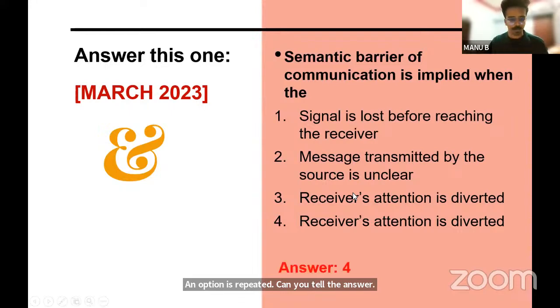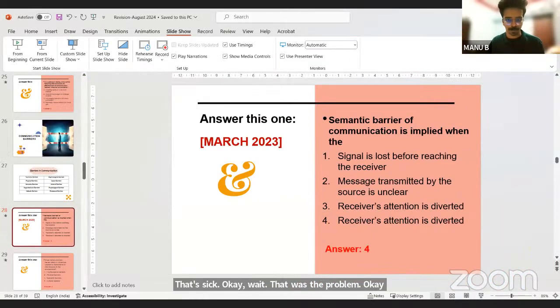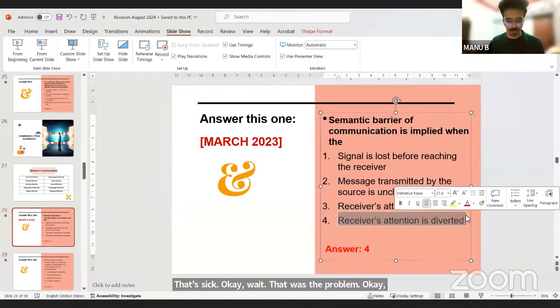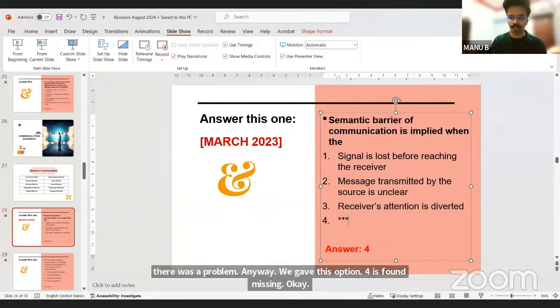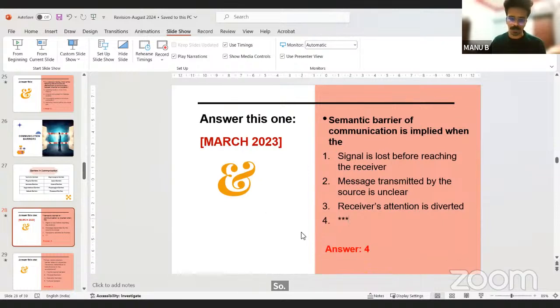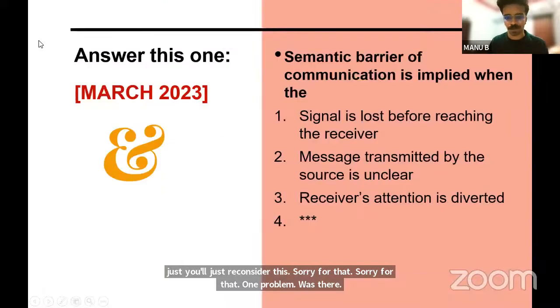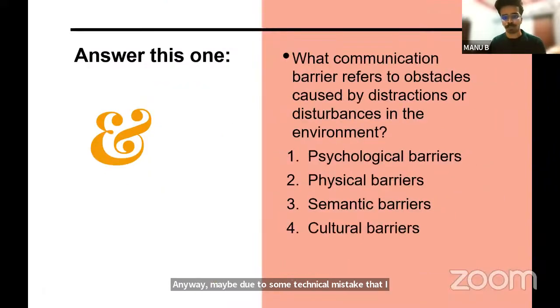Let's check. Okay, wait. Oh, that was the problem. Anyway, this option four is found missing. So we will just reconsider this. Sorry for that. Maybe due to some technical mistake I missed option four. Anyway, I will give you one more question, complimentary. Don't worry, I have one more question in my hand, since option four was missed. I noticed some kind of issue with my system, that the answer wasn't copied correctly.